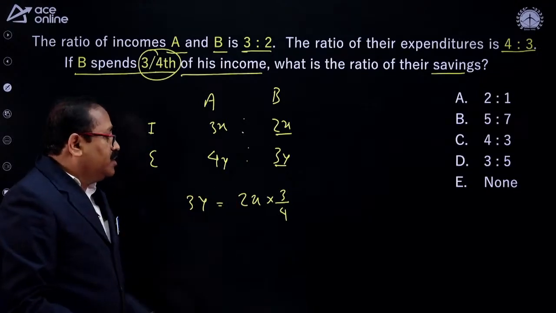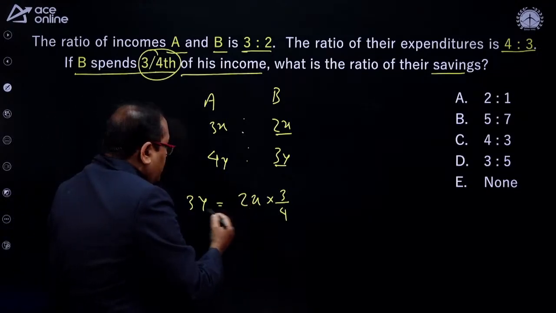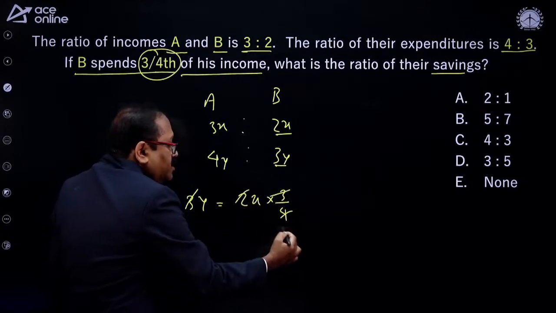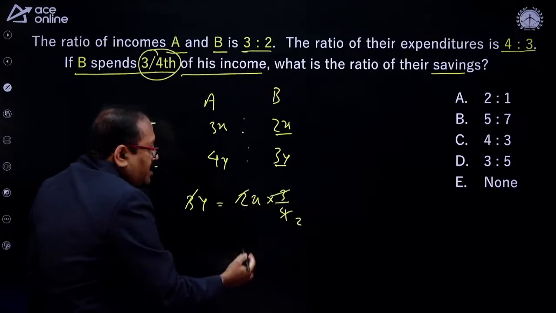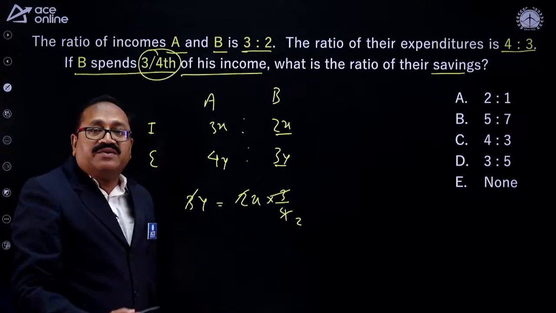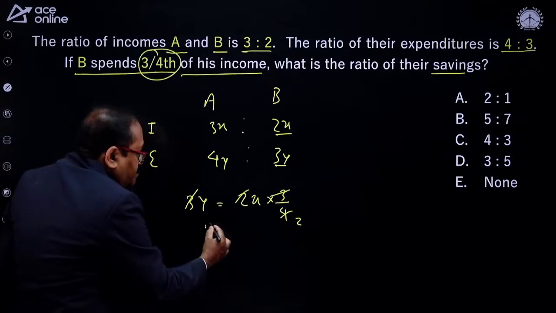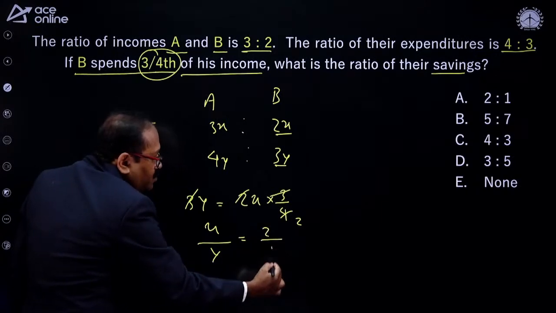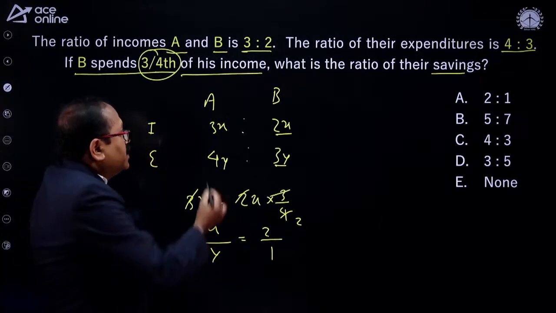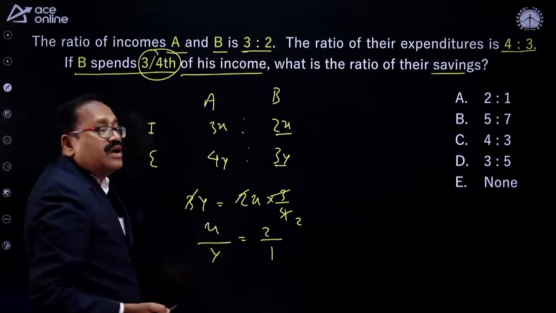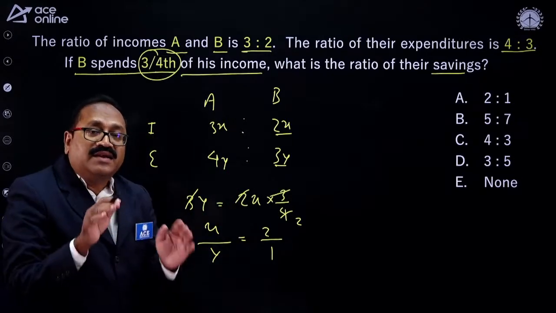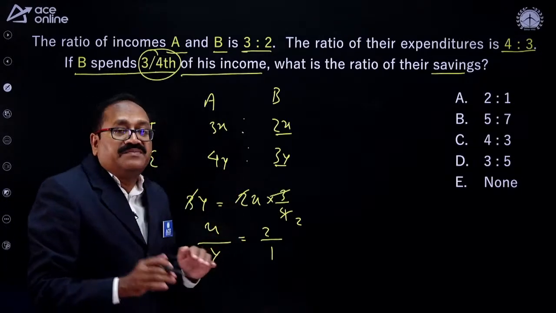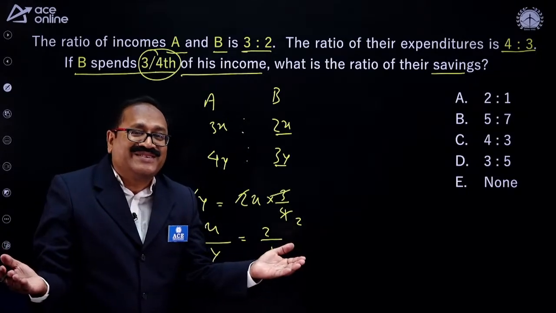By using this, you notice that the 3 gets cancelled over here, and this gets cancelled over here 2 times. So what is X by Y? X by Y is equal to 2:1. So I will replace the X value over here, and the Y value over here, and then from income I subtract the expenditure. You get the saving ratio.